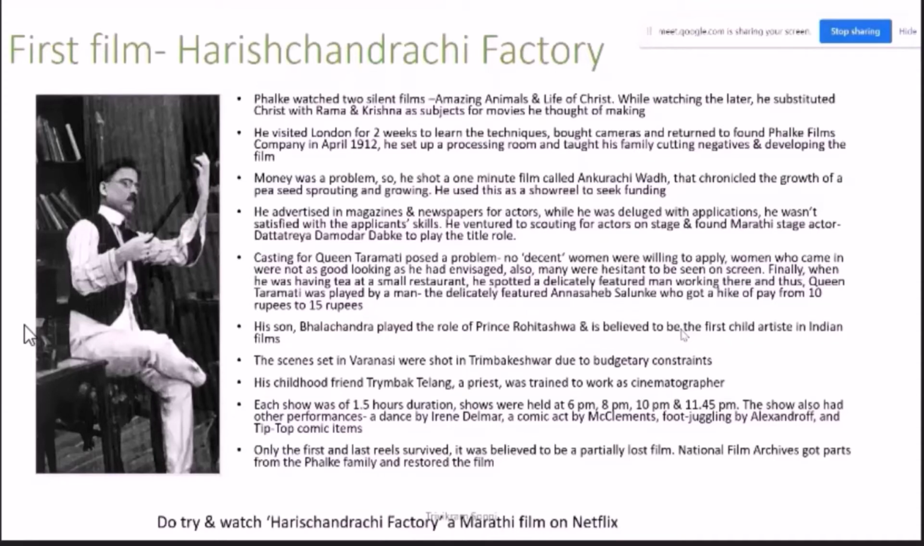So he shot a 1-minute film called Ankurachi Vard. So this is like a showreel kind of a thing. What did he shoot? He chronicled the growth of a pea pod, which he had planted, the pea seeds sprouting and then tendrils growing out of it. So that 1-minute showreel is what he used to seek funding.